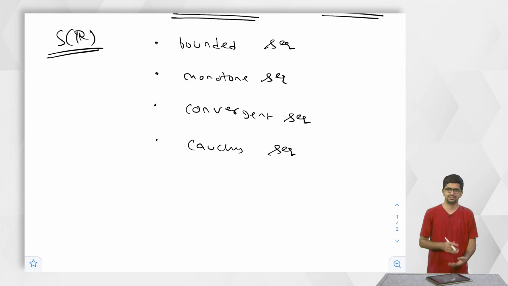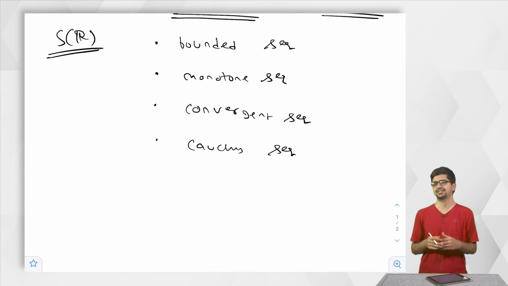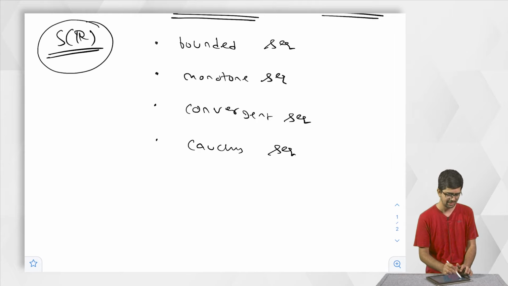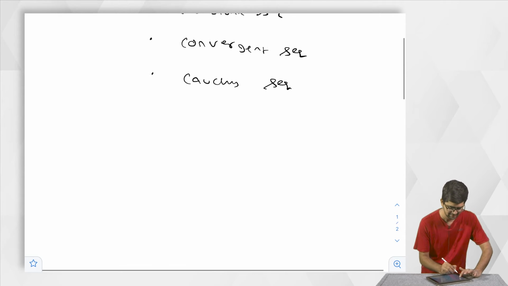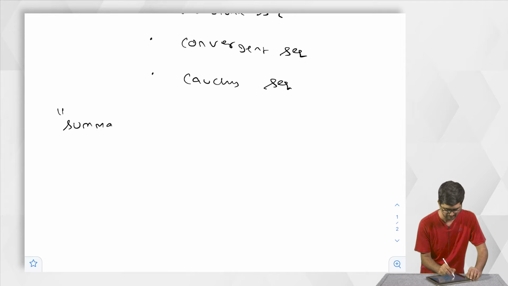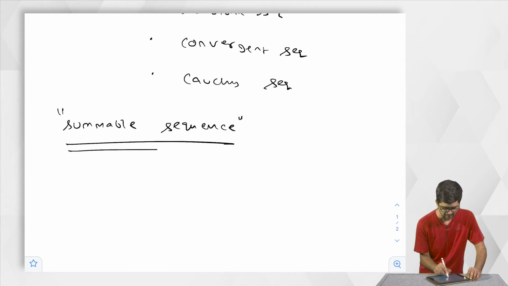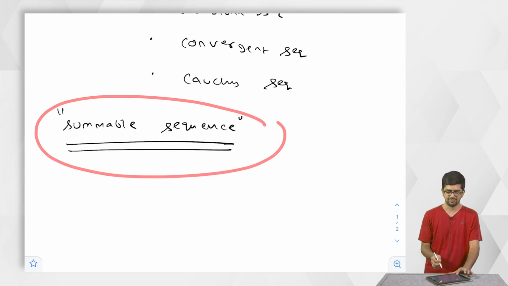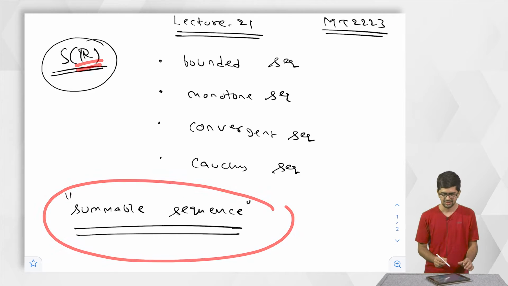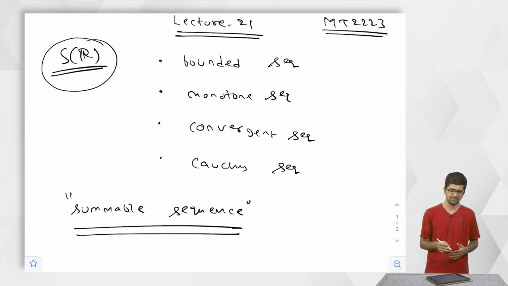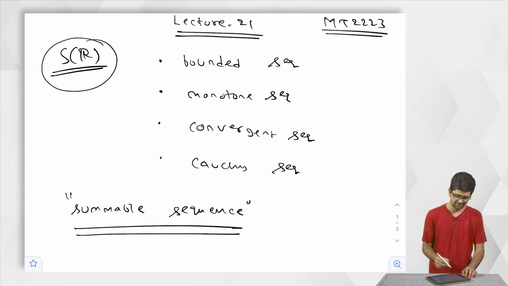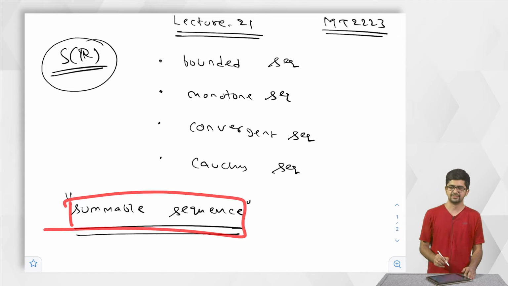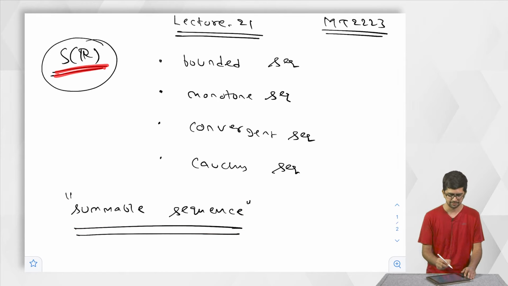So in this session we will see another interesting class of sequences in R, which I am calling summable sequence. The reason why I say I am calling it this is that it is not a standard notation, at least not when we are dealing with a sequence in R. It is used for some other purpose in some advanced course, but one can still use it. This phrase, summable sequence, makes sense when we are talking about sequences in R.